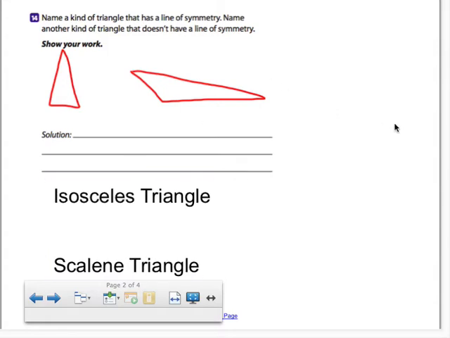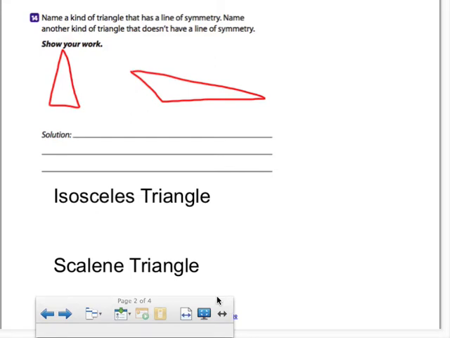All right. Those are the two triangles we're talking about. And look back at our drawings. The isosceles triangle has a line of symmetry from there to there. Because if you folded it on that line, those two pieces would fit perfectly together. So an isosceles triangle has a line of symmetry.